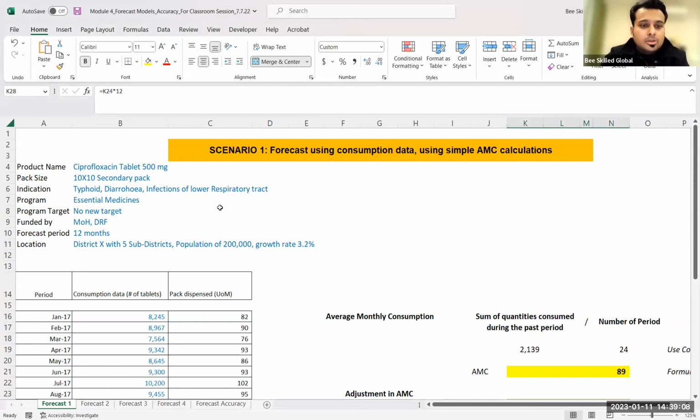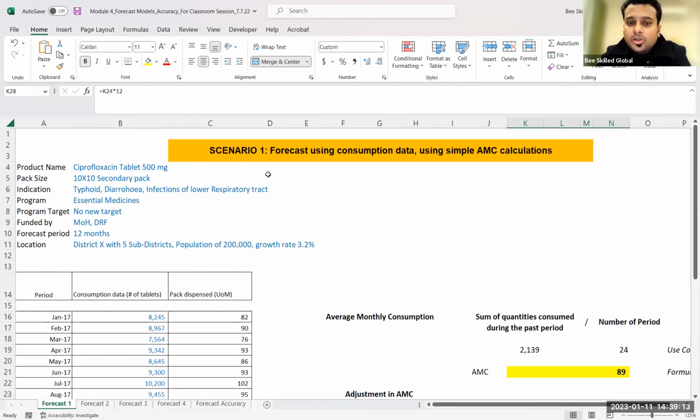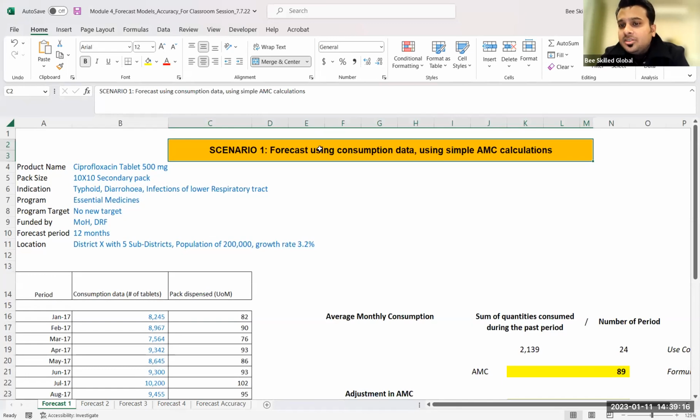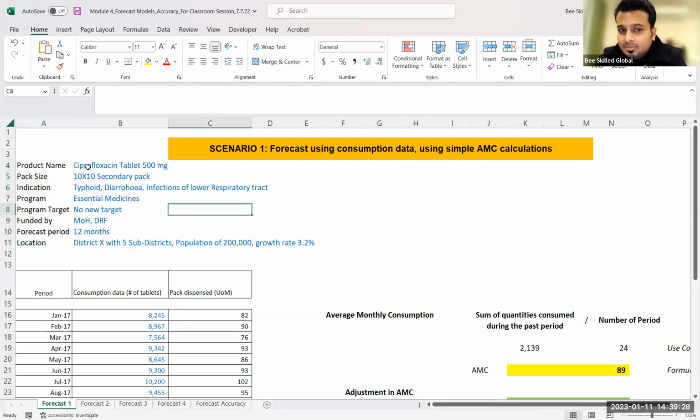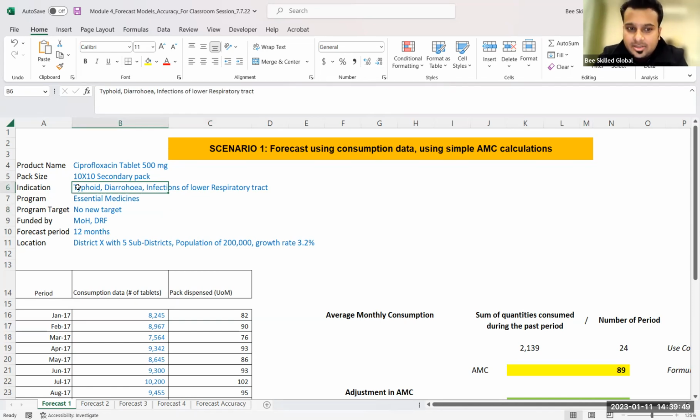As you see on my screen, the objective is to prepare a forecast using consumption data, using a simple average monthly consumption calculation. I'll explain what average monthly consumption is. Here you have the same details again. The product is ciprofloxacin tablet, 500 milligrams. It is available in a secondary pack of 100 tablets packaged into 10 blisters, so 10 blisters in one pack, and every blister having 10 tablets. So 100 tablets. It is used for typhoid, diarrhea, and infections of the lower respiratory tract.